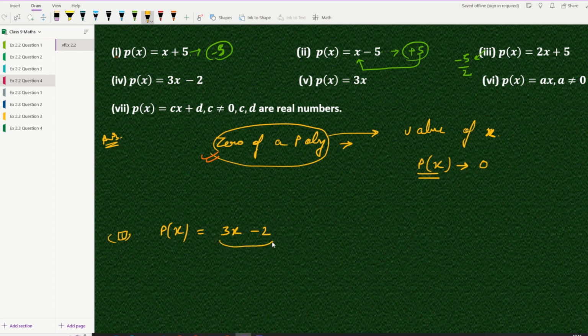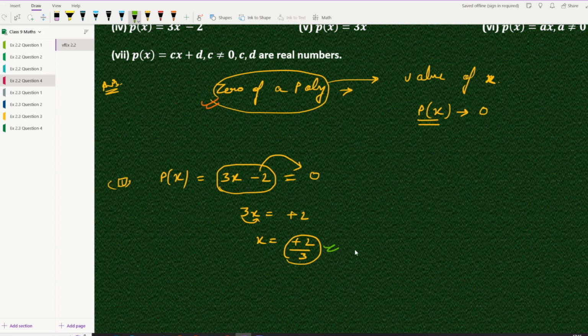So just as we did in the last part, just equate this polynomial with 0, then find the value of x. Obviously, to find the value of x, you have to take this minus 2 to the RHS, that is 3x equals plus 2. Then 3 is in multiplication with x, so x will be plus 2 upon 3, right? So x equals 2 upon 3 is a 0 of this polynomial.